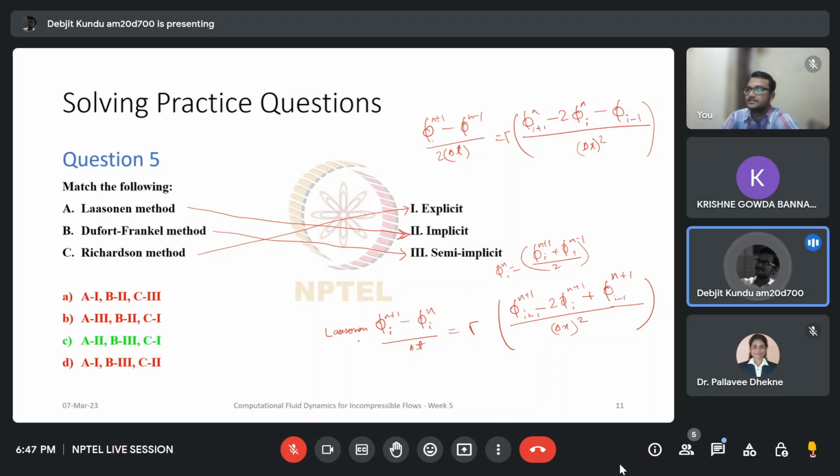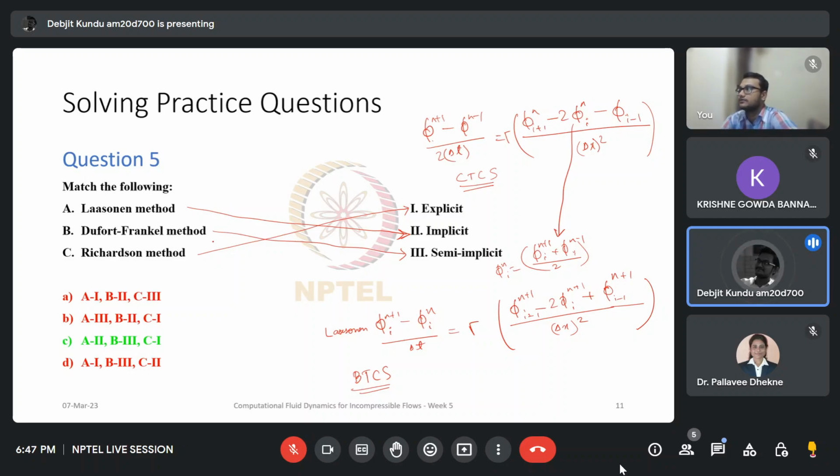So Larson method is basically BTCS technique, backward in time and central in space. And this Richardson method is a CTCS technique, as I told in one earlier slide. And this Dufort-Frankel method is Richardson method only, but a bit modified, where phi at n is written as the average of the phi at n plus 1 and n minus 1. So it's a modified Richardson method, you can say.